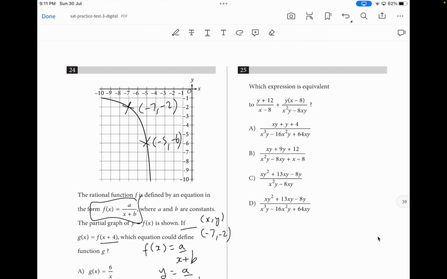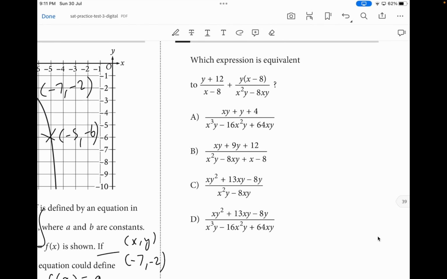Okay, so question number 25. In this question, it's asking us which expression is equivalent to y plus 12 divided by x minus 8 plus y brackets x minus 8 divided by x squared y minus 8xy. Now for this one, usually what people will do is multiply both the numerator and the denominators respectively for both hand sides. Basically, the best solution is to factorize the denominator in the second term of the given expression.